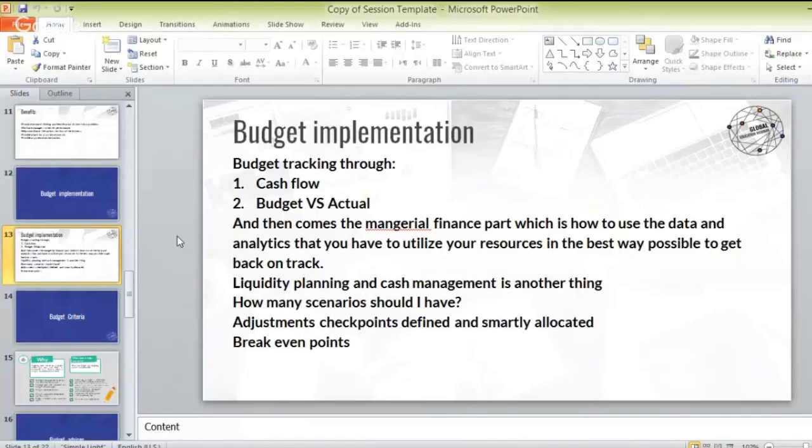And no budget can be planned in negative. Budgets are always planned in surplus or profit. If the budget is planned in deficit or even break even, that's not accepted. You have to plan your budget in profit from the beginning.